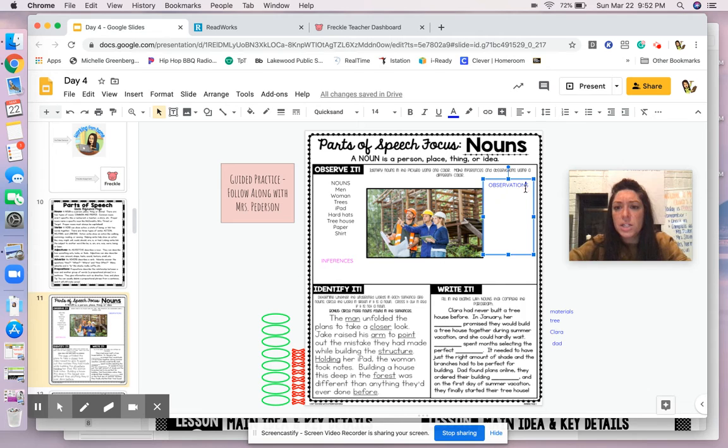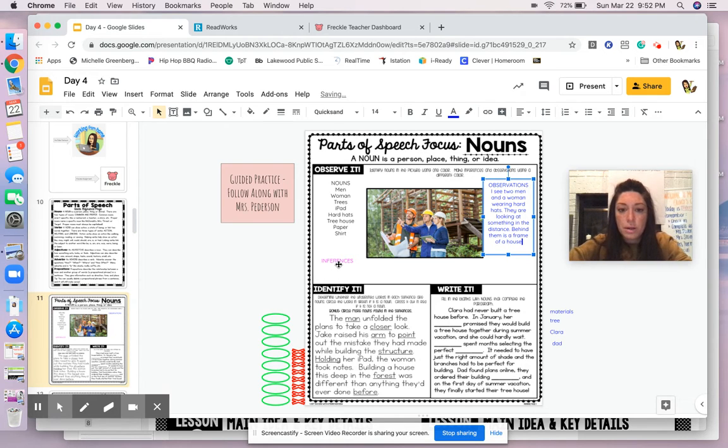So observations. Observations are what you see. I see two men and a woman wearing hard hats. They are looking at something in the distance. Behind them is a frame of a house.